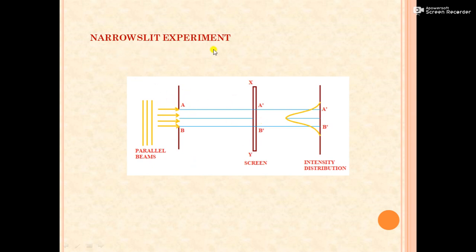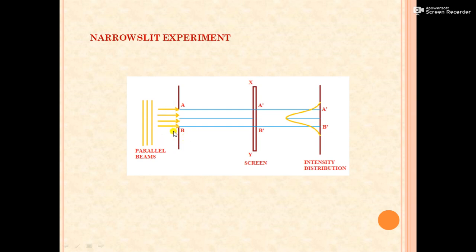This is called the narrow slit experiment, because we have taken a narrow slit here. This is narrow, though it is seen wide because it is a schematic of the experiment. So we have a slit, the width of the slit is AB, and it is illuminated by parallel beams.